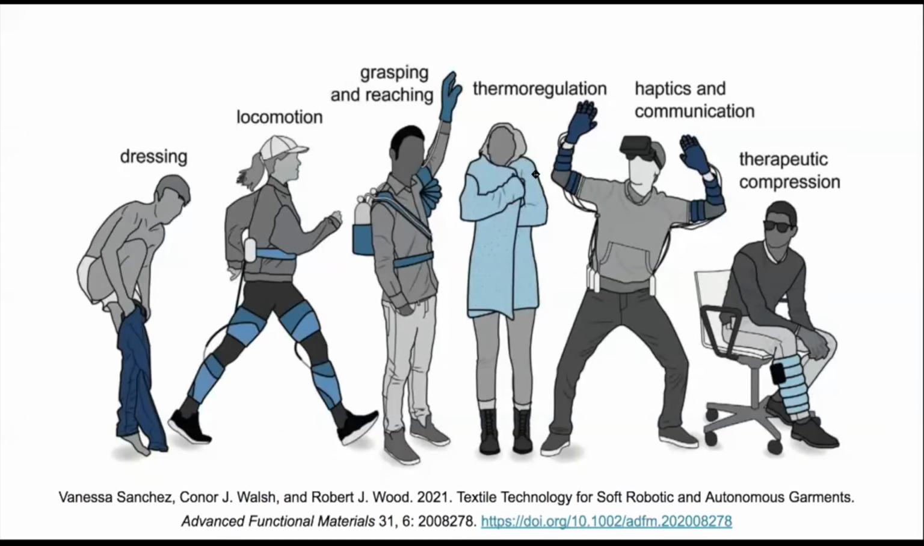Thermoregulation is the OG thing that clothing does, right? And so we can do interesting things with how clothing does thermoregulation. Haptics and communication, right? Maybe our clothes are telling us specific things linked to the outside world. And therapeutic compression is kind of like the locomotion and dressing stuff. It's often used in a medical context, but also can be used for things like VR, right? Like a specific sensation at a specific time. This paper is so good. It's only like 10 pages long and it's jam-packed, let me tell you. If you're interested in the space at all, I really recommend it.